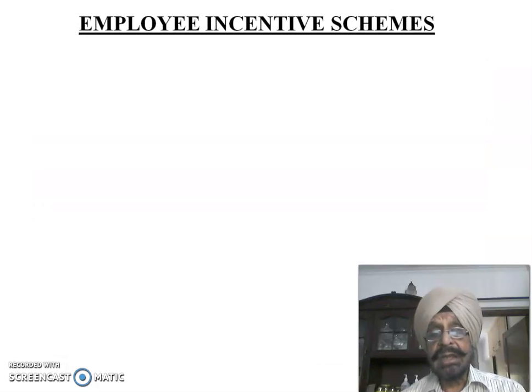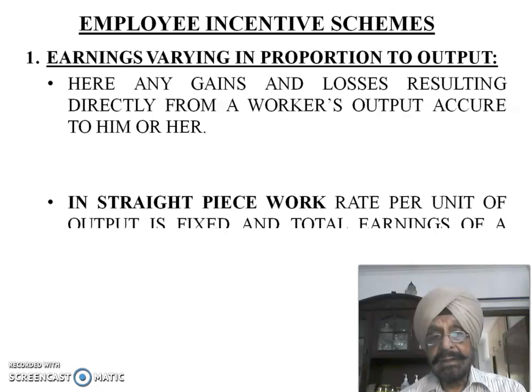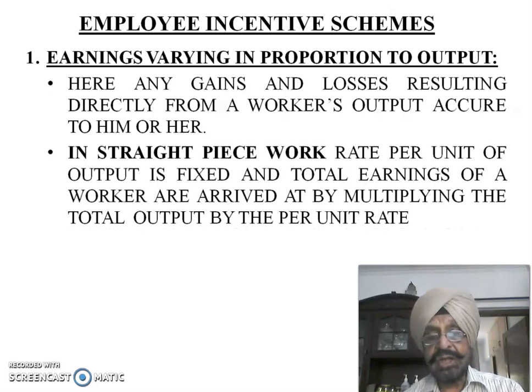So first, employee incentives where earnings vary in proportion to the output. Simple. Here any gains and losses resulting directly from the worker's output accrue to him. If there is a gain, he gets more. If there is a loss, then he has to suffer the loss. And the 2 things that we say are straight piecework.